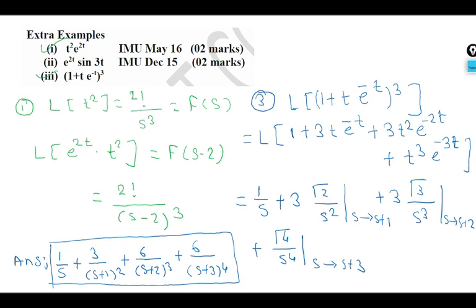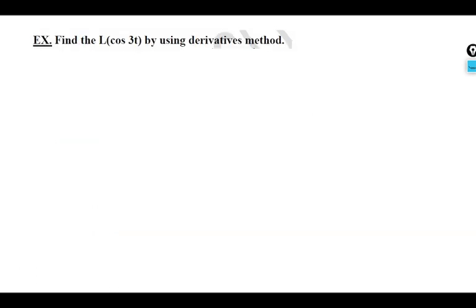Now we are coming to the second property, which is the Laplace of derivative property, Laplace of a derivative function. I already told you it is the least important property. These types of questions generally never come in the exam. The question is: find the Laplace of cos 3t by using the derivative. So you have to assume that as f of t first. Let f of t be, as we have to use derivative properties, the given function, which is cos 3t.